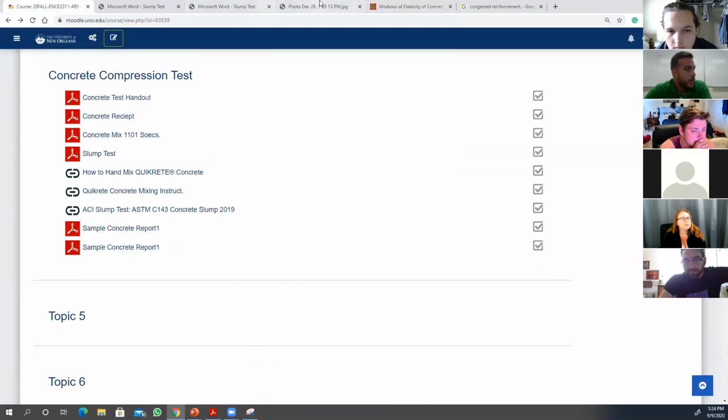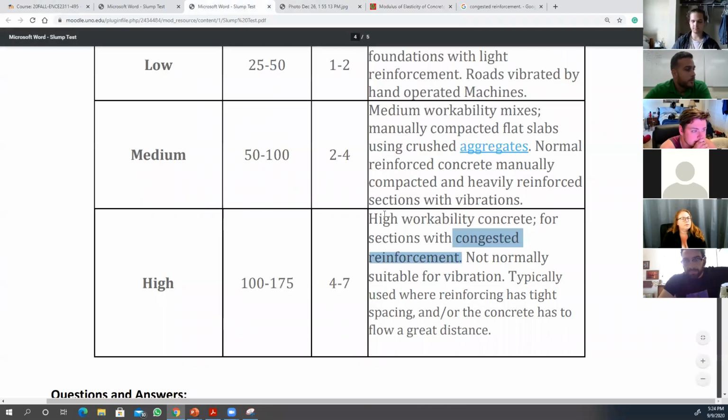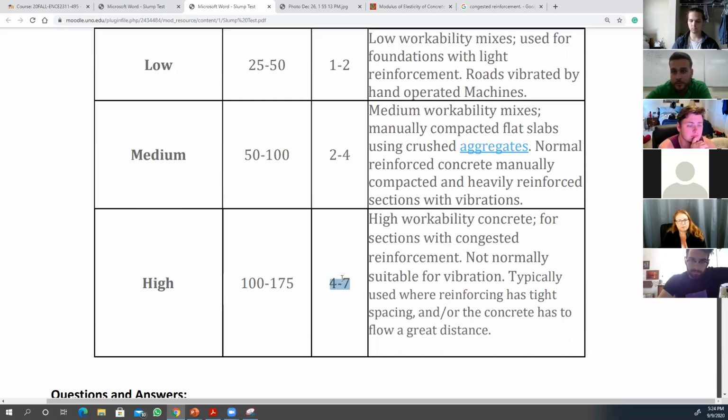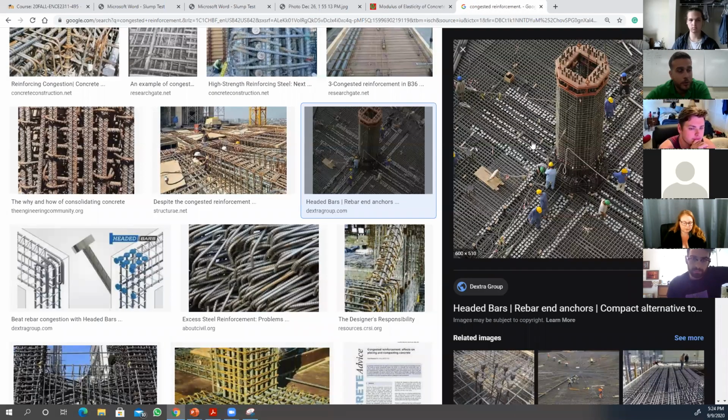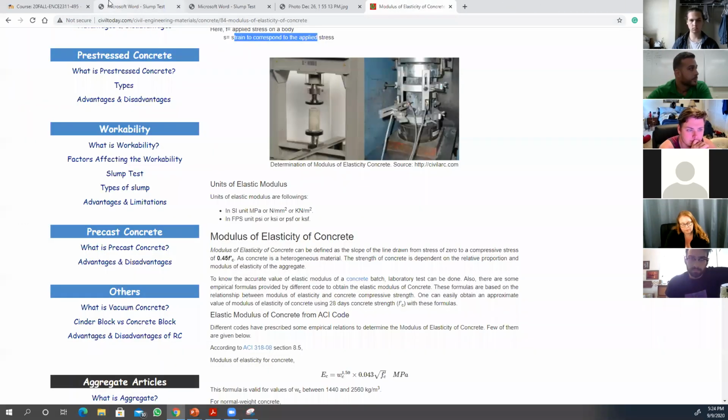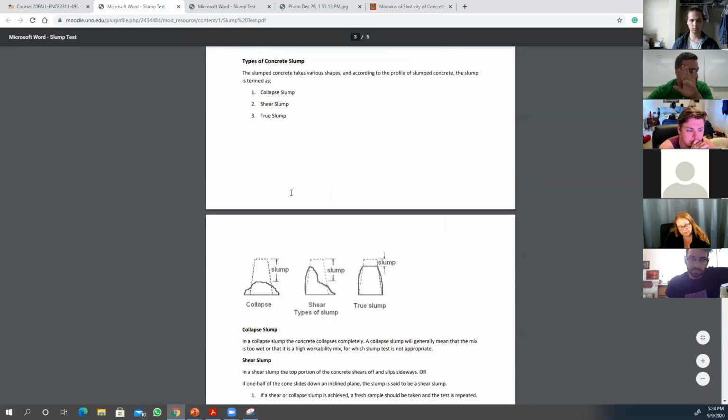Let's go back to where we were. Okay. So in this case, you need high workability. You need more slump so the concrete can flow between the reinforcement, right? But at the same time, you don't want to lower your concrete compressive strength. You want to have a strong component, right? This is when you need to use the admixture, okay? And we're going to get into admixtures in a few seconds.